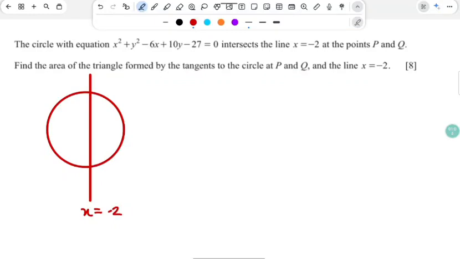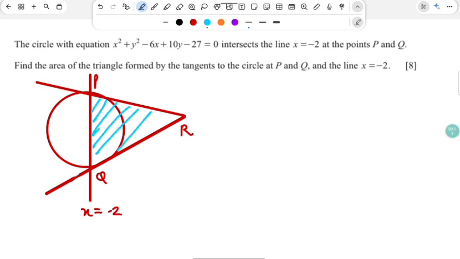Now further the question is find the area of triangle formed by the tangent at point P and Q. So this is point P and this is point Q. Now if we draw our tangent, so now this will be our diagram. Basically we have to find the area of triangle formed by the tangent at point P and Q and line x = −2. So basically we have to find this triangle area, the area of triangle PQR.